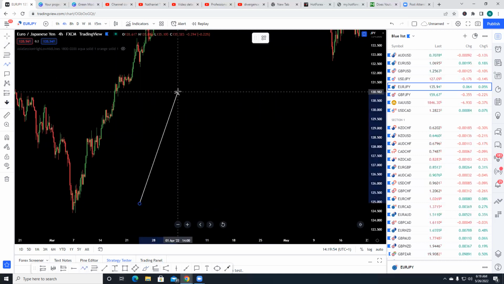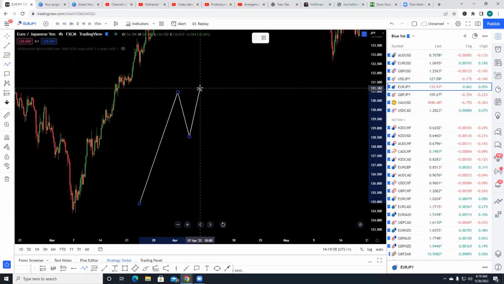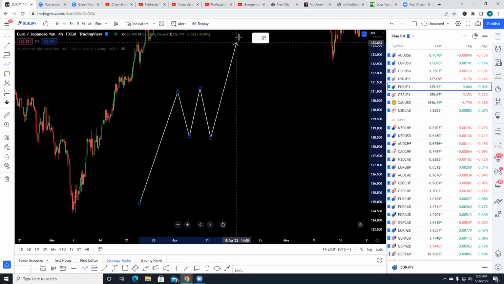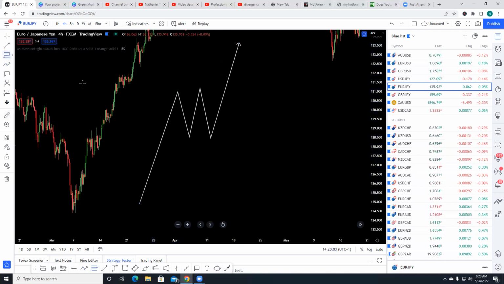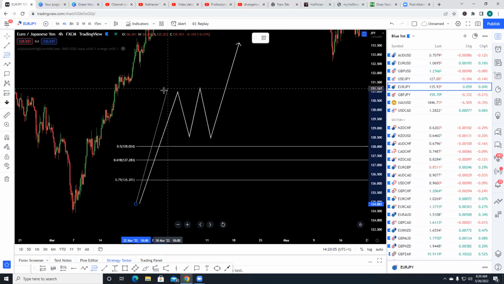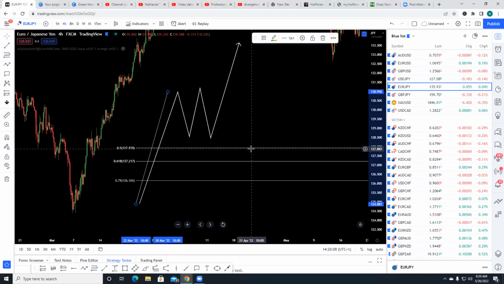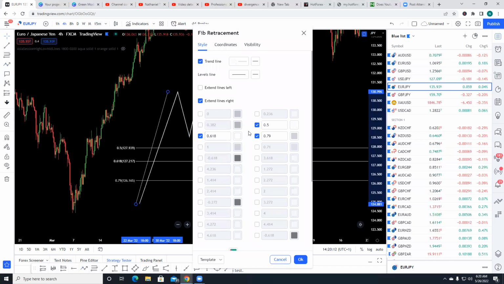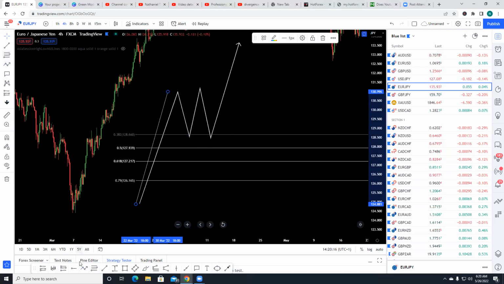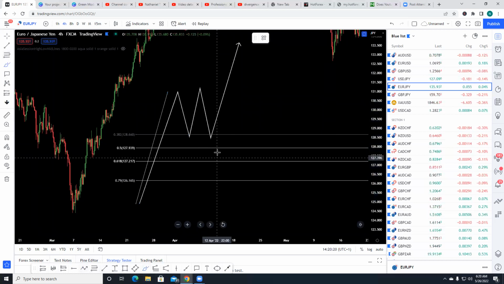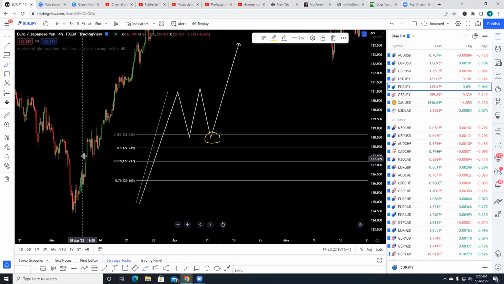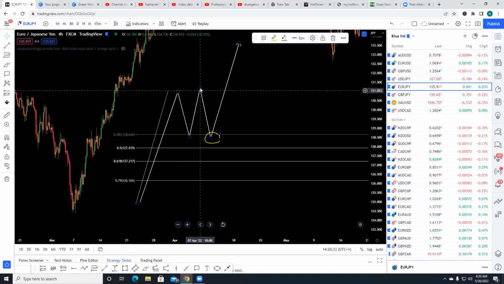So assuming it is a flat correction, a regular flat correction, you know that every regular flat corrective structure will normally end at between 38% to 50% retracement. Let me add the 38% retracement. Can you see? Because it is a sideways corrective structure. The only flat corrective structure that actually comes to 50 to 61.8% retracement is if it is an expanding flat.